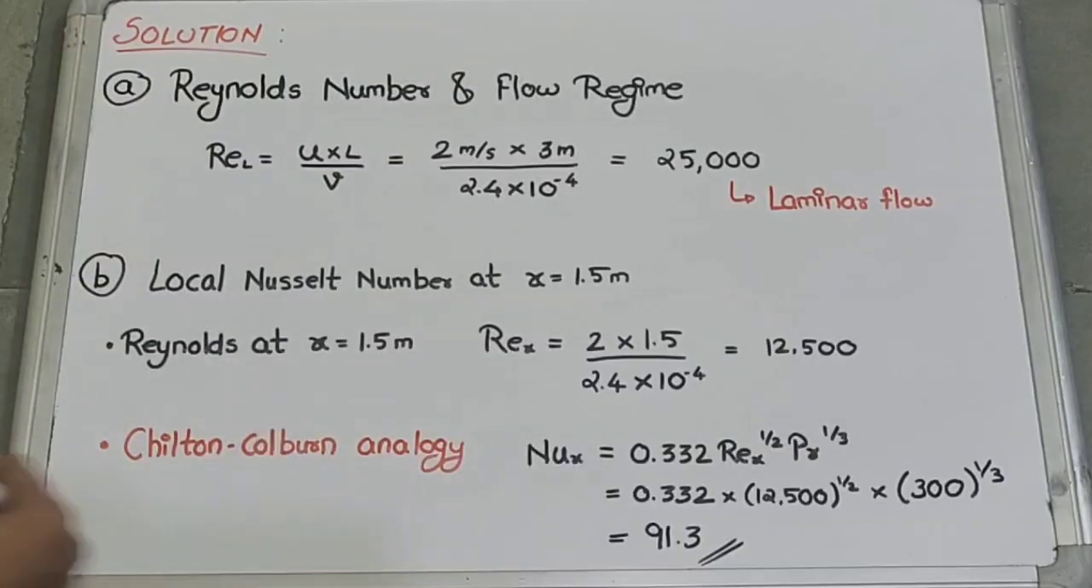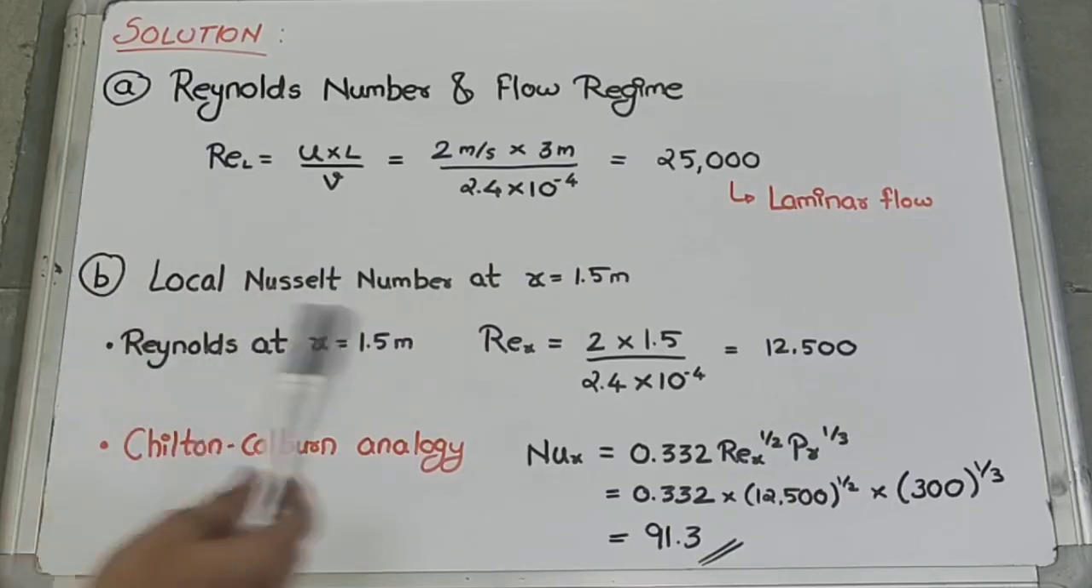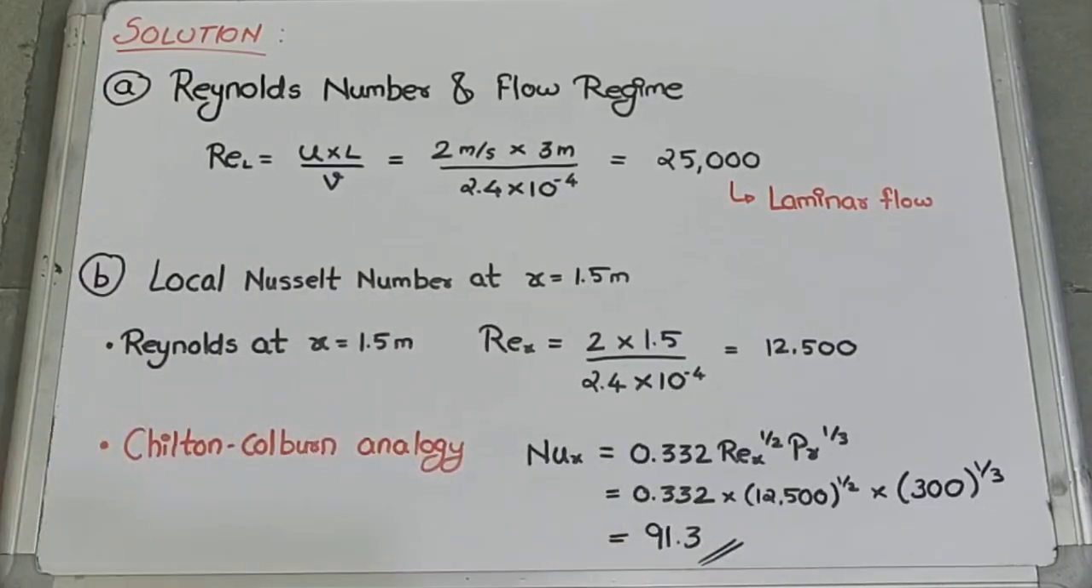and we get the Nusselt number formula as 0.332 × Re_x^(1/2) × Pr^(1/3). Now this is the formula for the local Nusselt number, which is what is asked in the question. So we substitute all the values, that is Reynolds number as 12,500 and Prandtl number as 300. After substituting all the values, we get the local Nusselt number as 91.3.